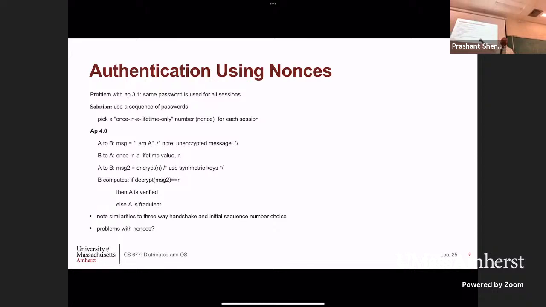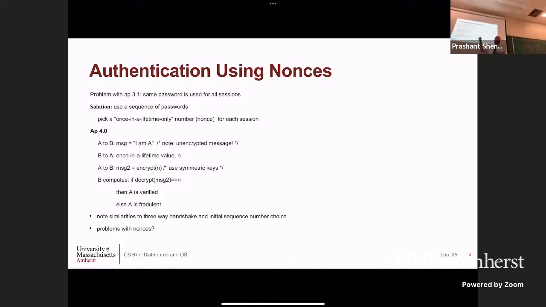The way we are going to do this is we are going to use what is called a nonce. It's a once in a lifetime number. Think of it as an integer. But this integer is only going to be used once per user. So you can use them across users, but for each user you will use it only once. And here's how it's going to work.